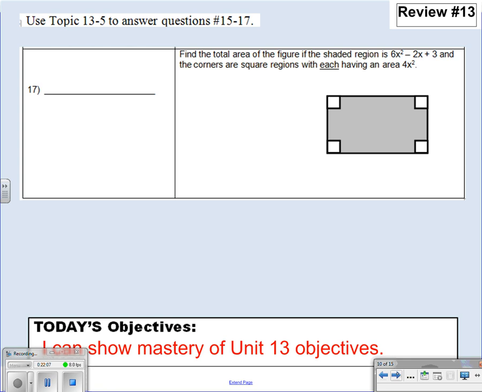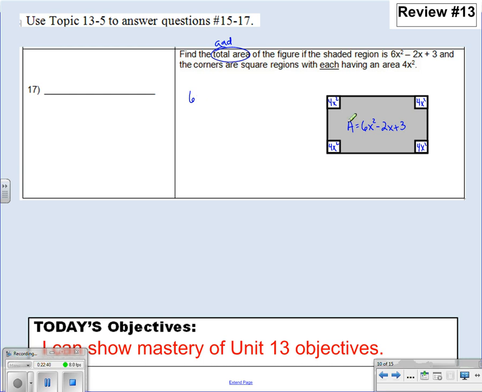Number 17, we're going to find the total area of the figure. The area in the shaded region is 6x squared minus 2x plus 3. And the corners each have an area of 4x squared. So if I'm going to find the total, that means we are adding. Total means add.